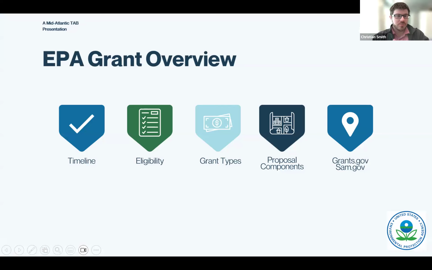Okay, so I'm going to start this off by talking to you guys about our grant overview, give you an overview of our grant program. So that's going to include things like the timeline, eligibility, our grant types, what's included in our proposals, and then a little overview of grants in SAM.gov.